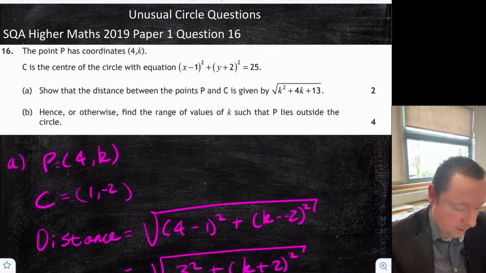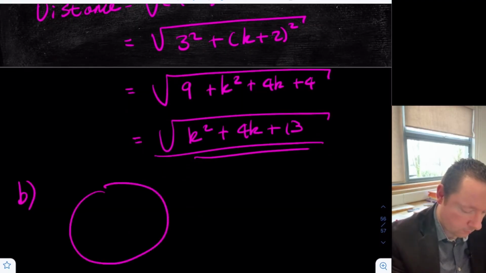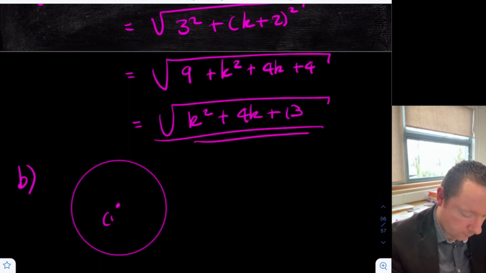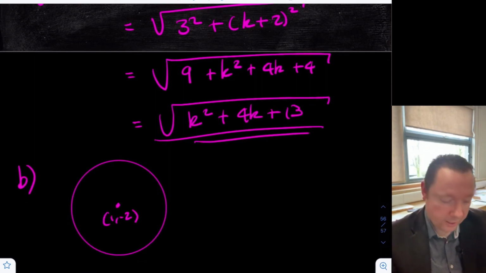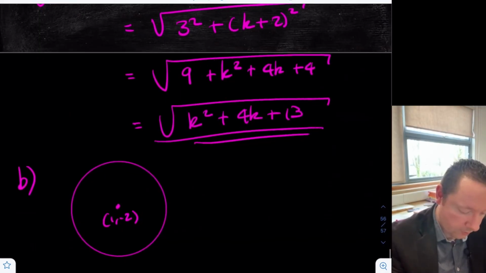Part B says, hence or otherwise find the range of values of k such that P lies outside the circle. So let's draw a little picture for this. We've got a circle and the centre of that circle is 1, minus 2. And we can look to see what the radius is. We know the radius is 5, the square root of 25. So that distance is 5, that's our radius.